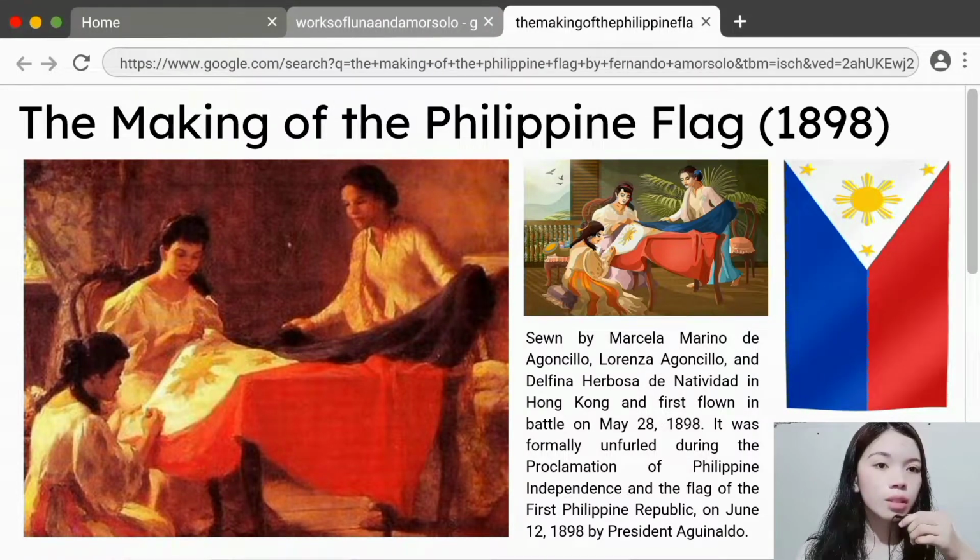It was sewn by Marcela Marino de Agoncillo, Lorenza Agoncillo, and Delfina Herbosa de Natividad in Hong Kong, and first flown in battle on May 28, 1898. It was formally unfurled during the proclamation of Philippine independence and the flag of the First Philippine Republic on June 12, 1898 by President Aguinaldo.